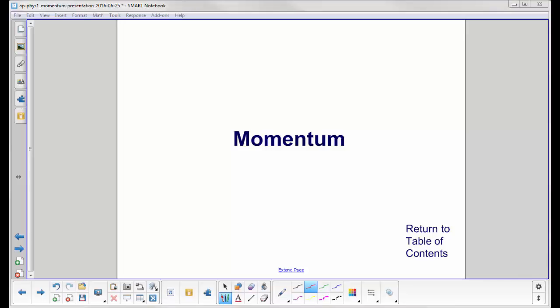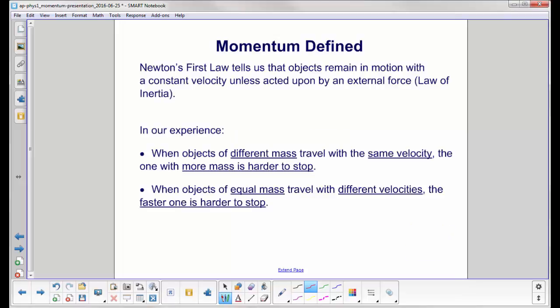The first chapter will be momentum. Newton's first law tells us that objects remain in motion with a constant velocity unless acted upon by an external force. Another name for this is the law of inertia.